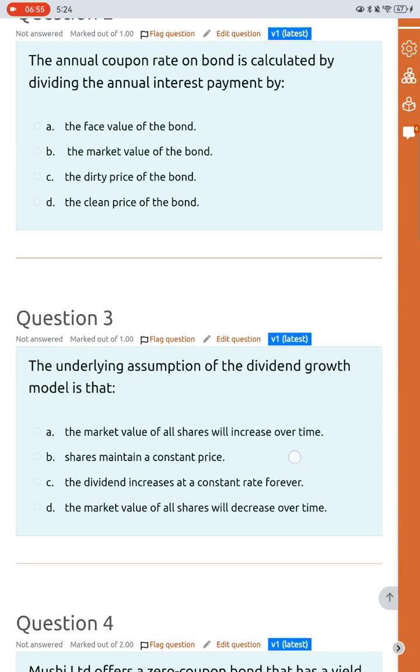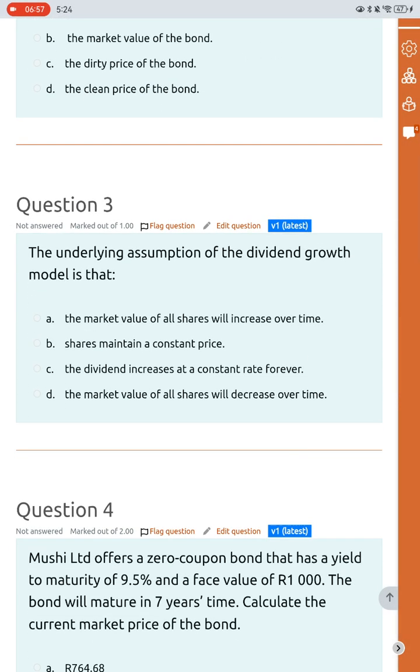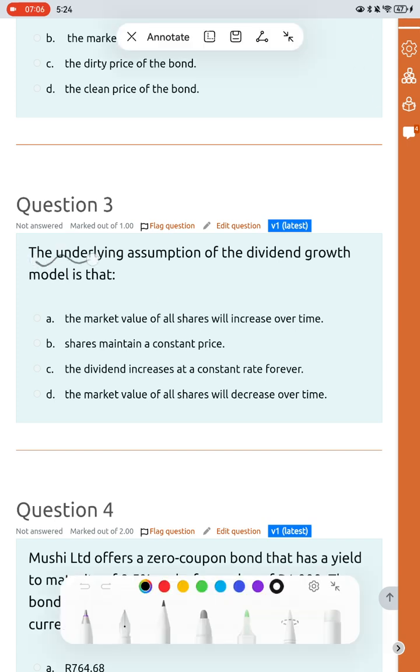Let's go to question 3. The question is: the underlying assumption of the dividend growth model is... So you've got a question, and it is making a statement that you have to complete using one of these options. This is also very much rooted in theory, so you have to understand your theory in order to do this.